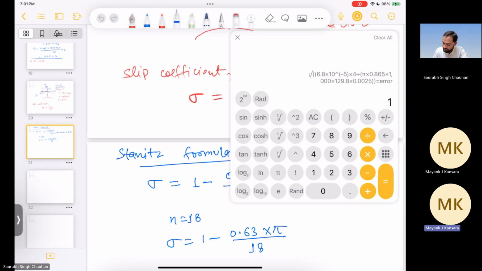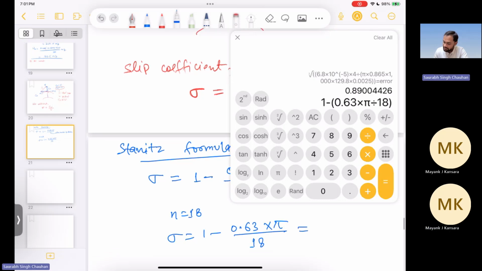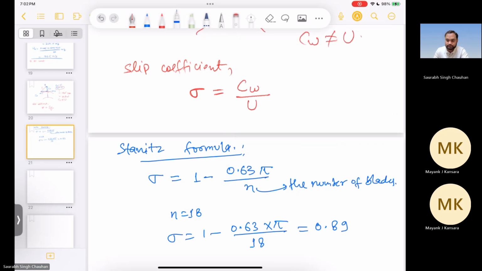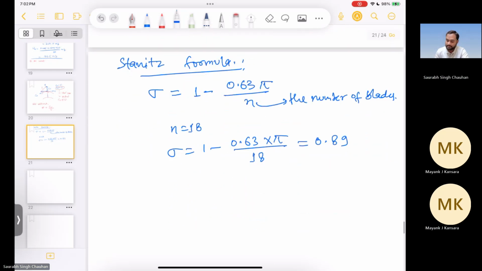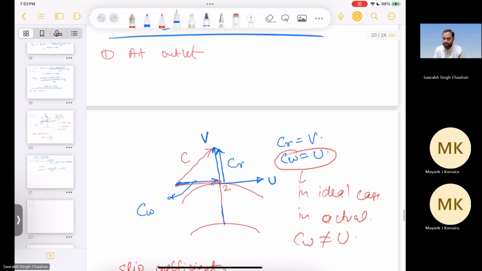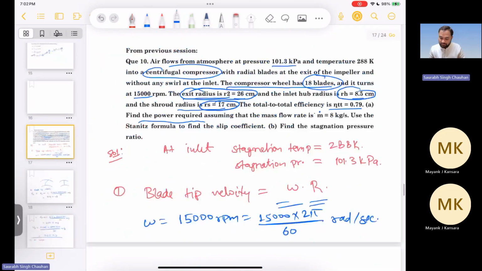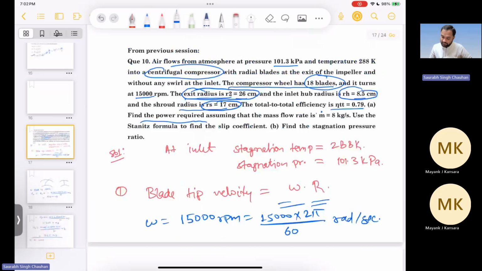Sigma will be 1 minus 0.63 times pi divided by 18. So this is coming out to be 0.89. So this is the slip factor. It was given in the question to use the standard formula to find the slip coefficient, or the slip factor, whatever.